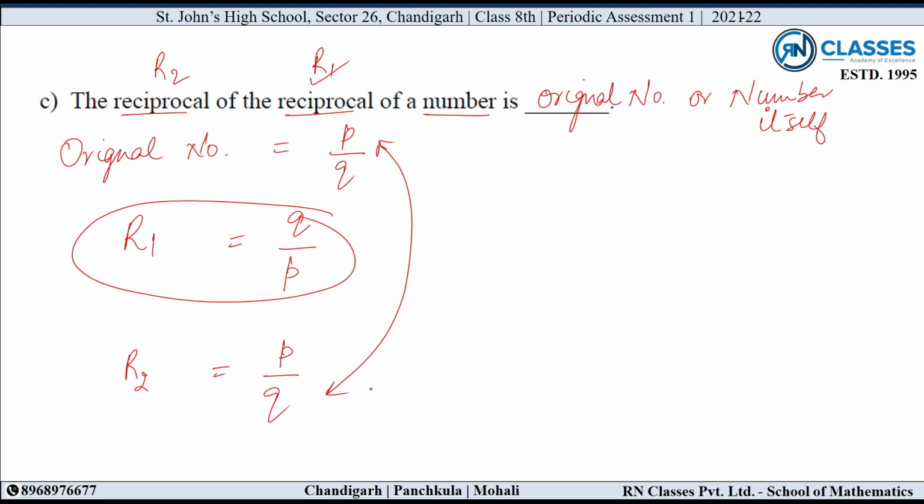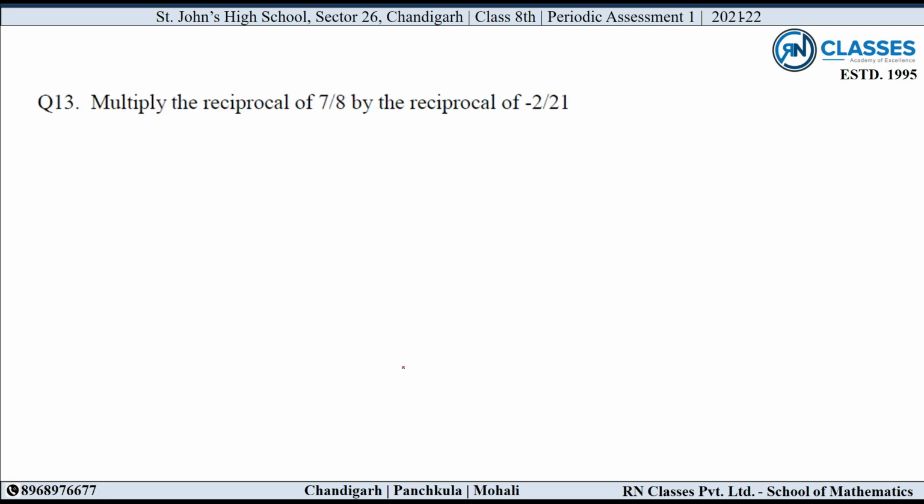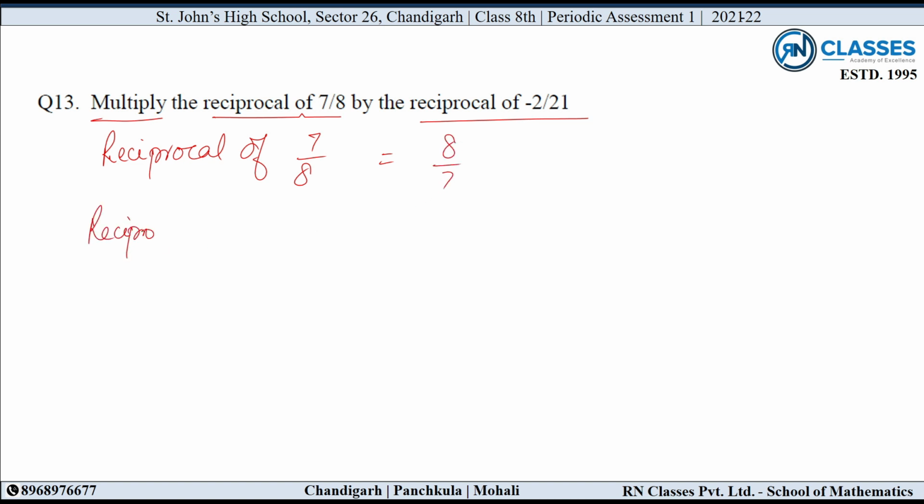Moving on to the next question. Question number 13. Multiply the reciprocal of 7 by 8 and the reciprocal of minus 2 by 21. Okay, reciprocal in hai. So reciprocal hum le lete hain. You have to write it down properly. Reciprocal of 7 by 8 would be 8 by 7. Reciprocal of minus 2 by 21 is equal to 21 by minus 2.